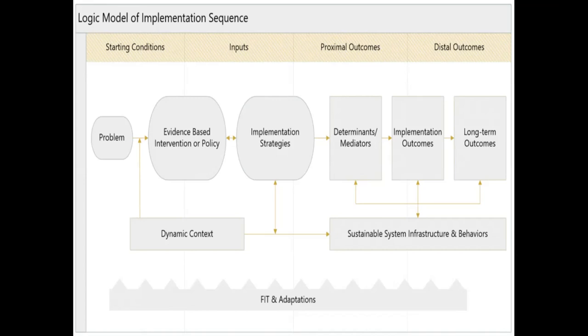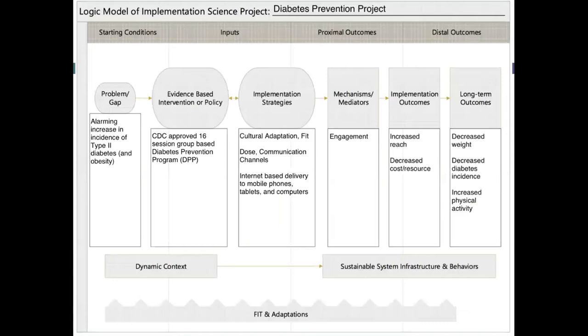the context. Here on this slide, I am showing you an example of the Diabetes Prevention Project. The Diabetes Prevention Program, DPP, is known by many of you. And if I would like to place this on the logic model, then I would start with the problem statement of alarming increase in incidence of type 2 diabetes and obesity is the problem. The actual evidence-based intervention that I would like to use is a group-based intervention, the Diabetes Prevention Program.